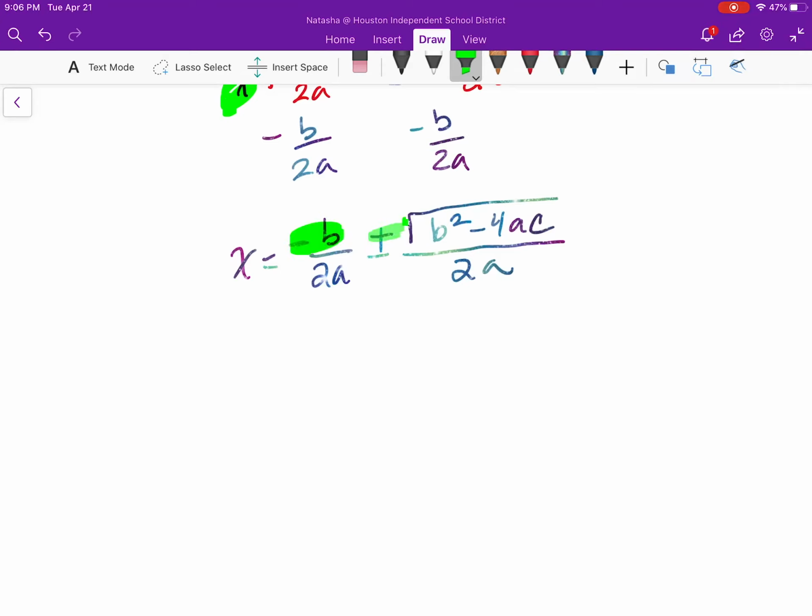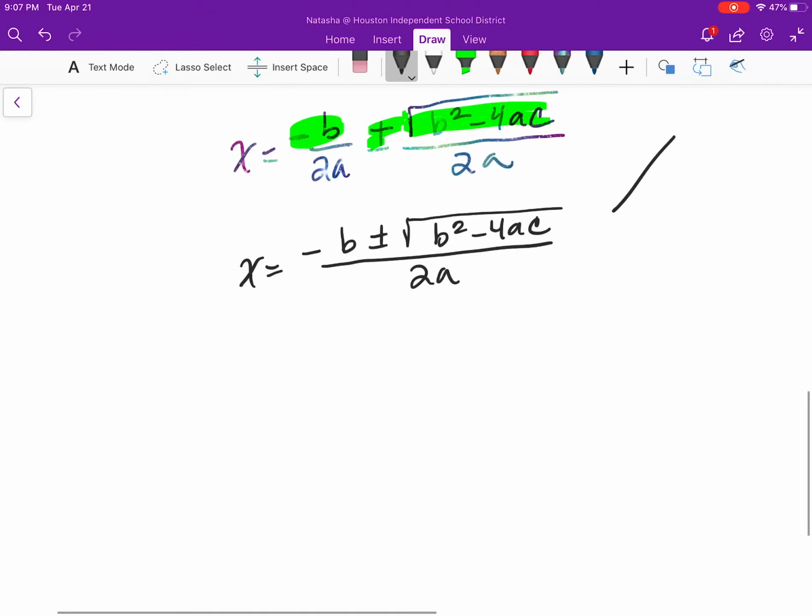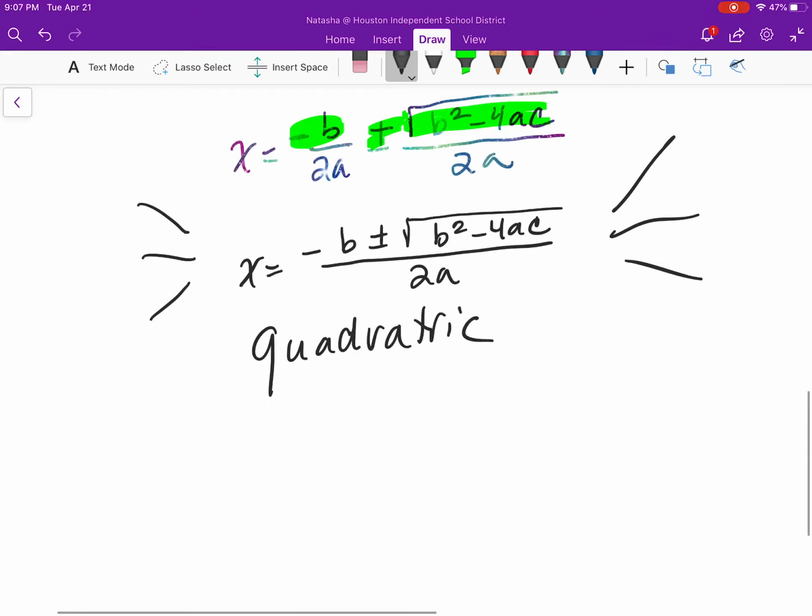Now, if you notice also, this here is that number that's underneath our quadratic formula. Now, this is looking really promising. This looks a lot like our quadratic formula. This is negative b. This is plus or minus. This is the square root of b squared minus 4ac. And we have 2a in our denominator, so let's just simplify this. So x is equal to negative b plus or minus the square root of b squared minus 4ac all over 2a. Oh, look at that.